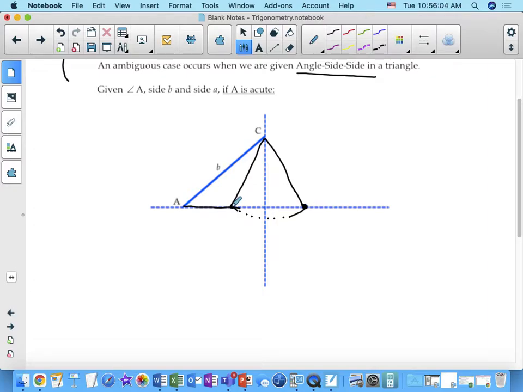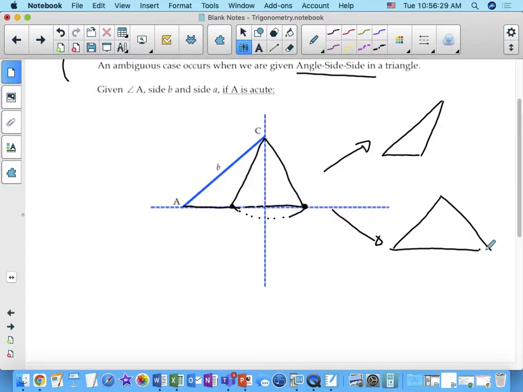Okay, so we can end up with two possible triangles. We can end up with this triangle that looks like this. Or we can end up with this triangle that looks like this. Right? And these are the same.